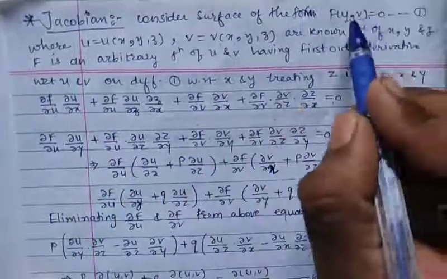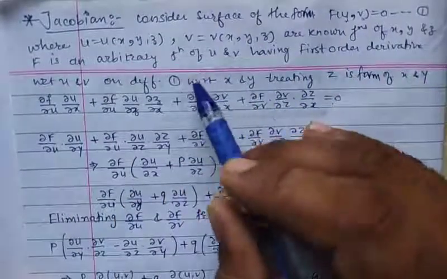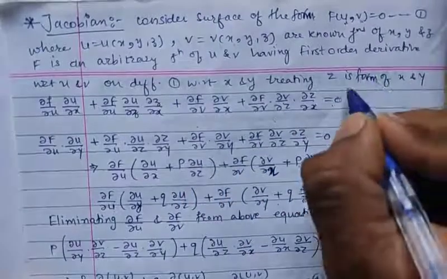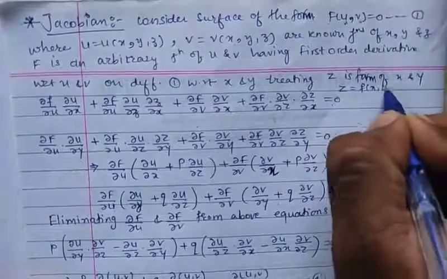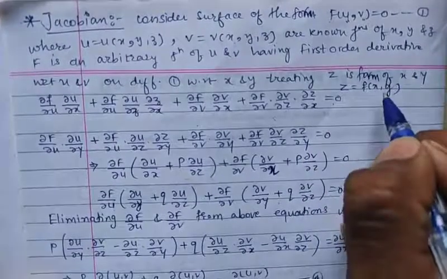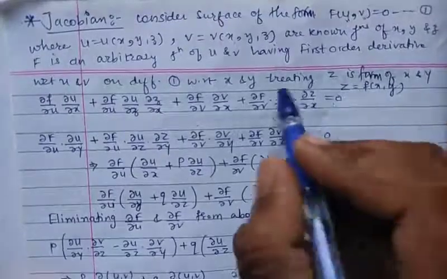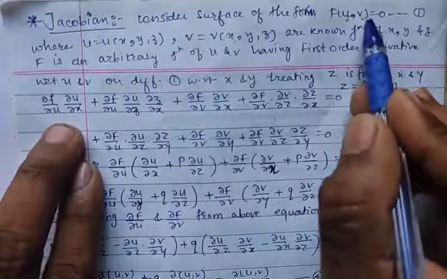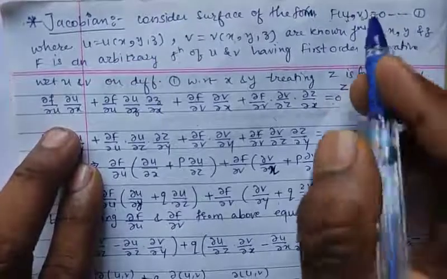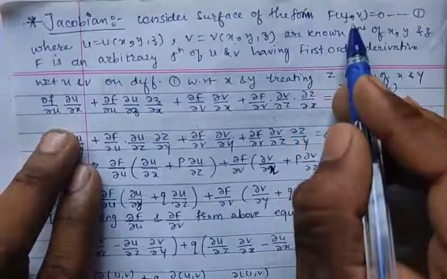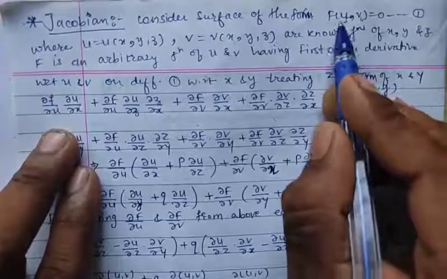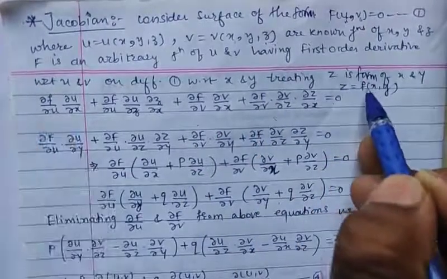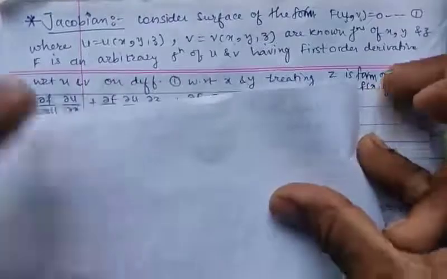This is equation number 1. On differentiating equation 1 with respect to x and y, treating z as a function of x and y, taking the derivative of u with respect to x first and v with respect to x. So this is capital F of u, v. F is a function of u, v, and u is a function of x, y, z, and z is a function of x and y. Now let's see how to take its partial derivative.